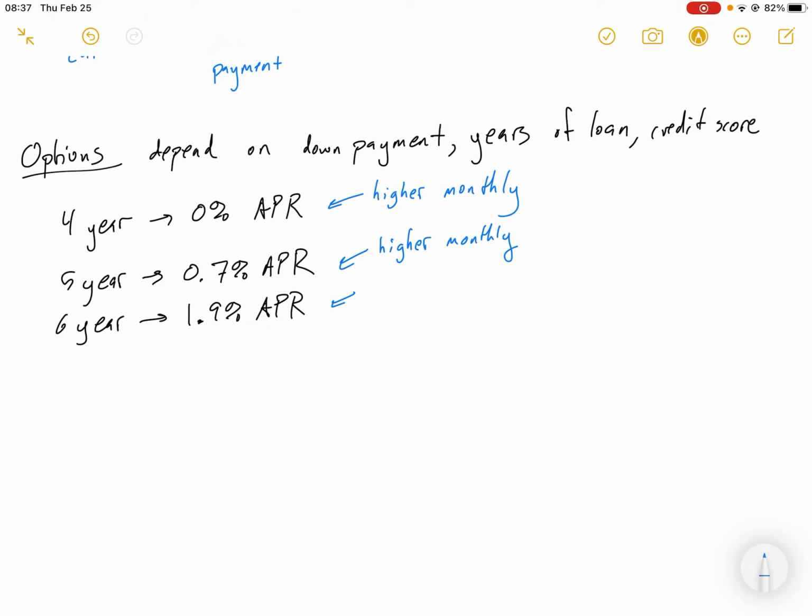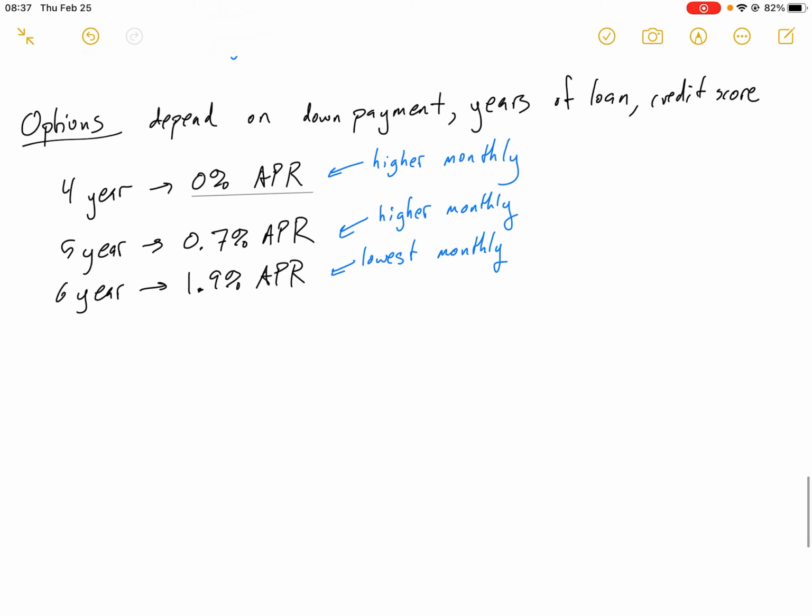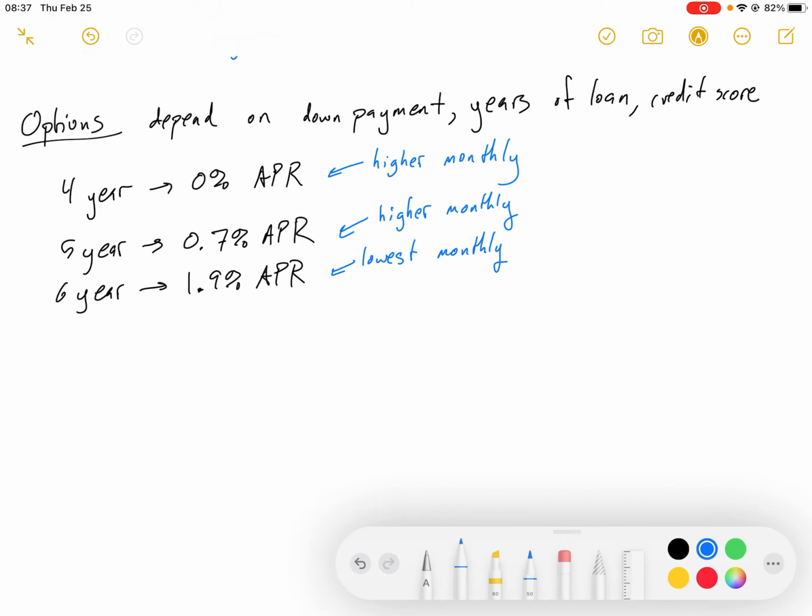And then this option, while I'm paying the most in interest, it is the lowest monthly payment. So oftentimes we choose the lowest monthly payment just because we're strapped for cash each month, and so we want to figure that out. Even though we're taking out a loan for longer and paying more in interest, that's often the best choice depending on your financial situation.